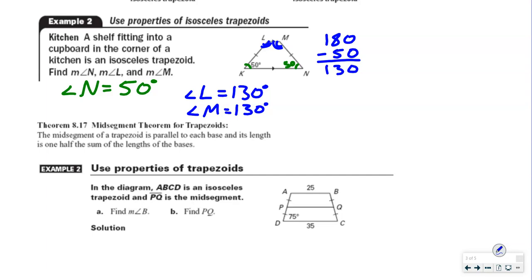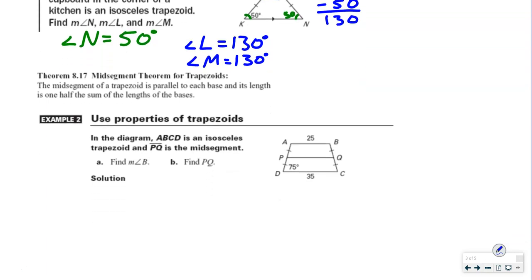All right, the mid-segment theorem for trapezoids. The mid-segment of a trapezoid is parallel to each base, and its length is 1/2 the sum of the lengths of the bases. So if we look at this example, we have our mid-segment drawn right through the middle. We can see that it splits our legs into two equal parts. That's congruent with that, and that over there is congruent with that. And each of those segments are congruent with each other because we know it is an isosceles trapezoid.